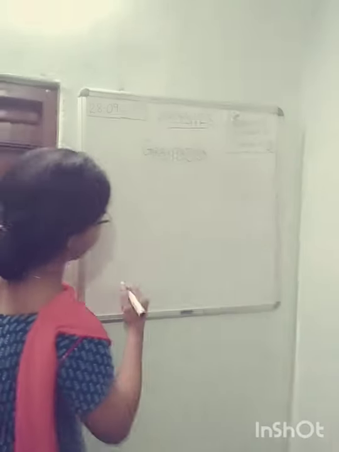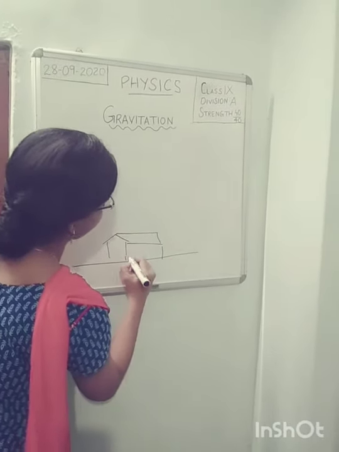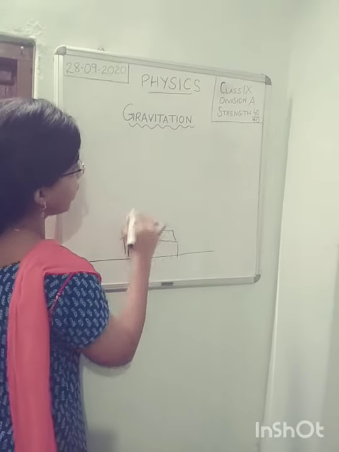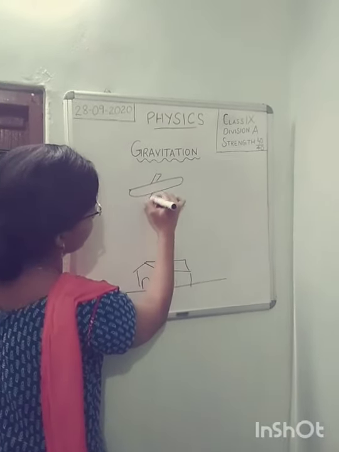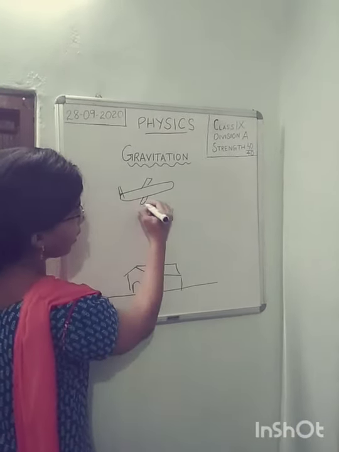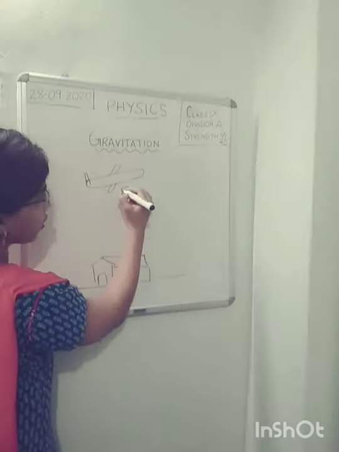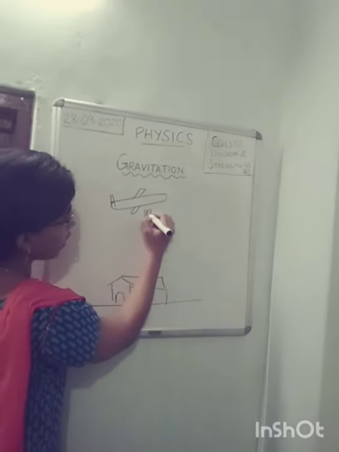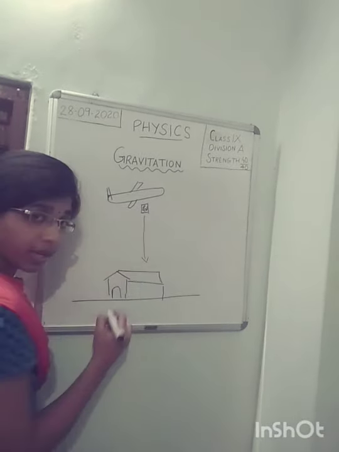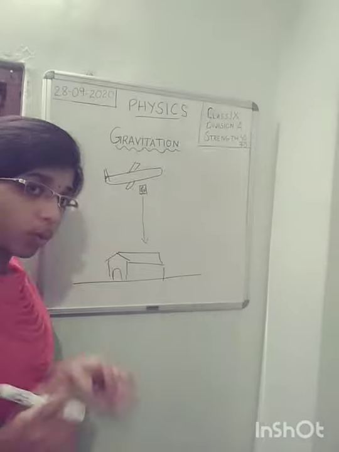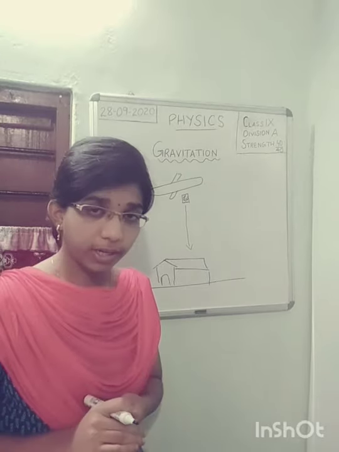Suppose this was your house, and imagine that this is our plane. When the plane reached above your house, it threw a box. This box is full of chocolate, our favorite chocolate. So it is coming in which direction? Definitely it will come in the downward direction. Why? Yes, the earth's gravity is pulling it in the downward direction.